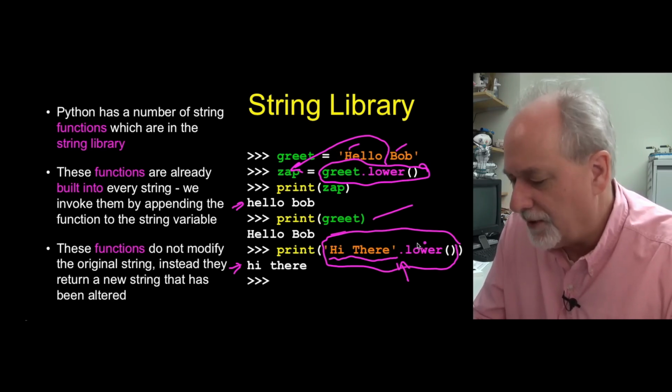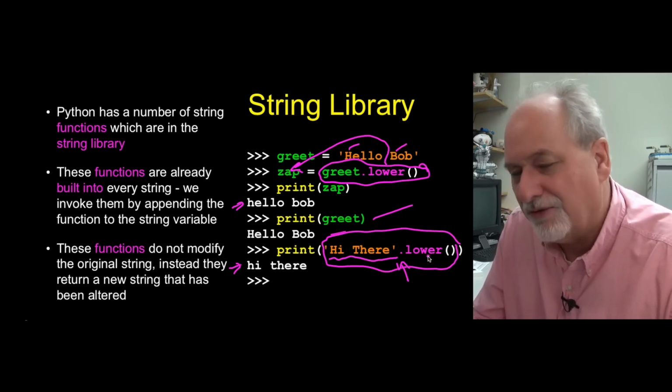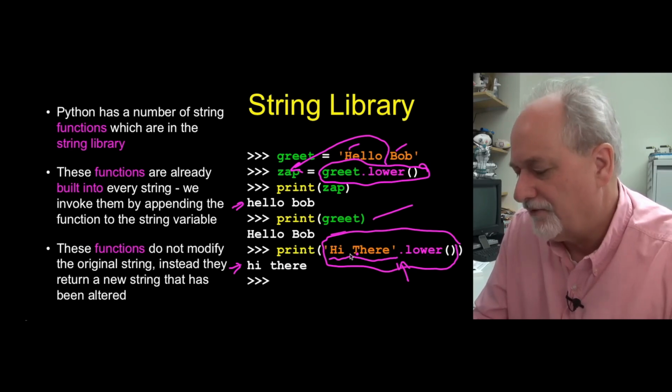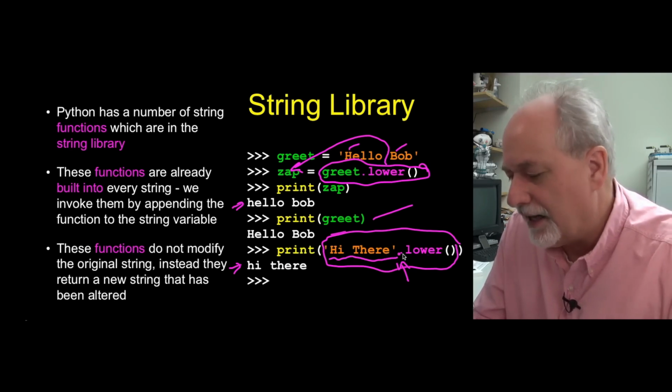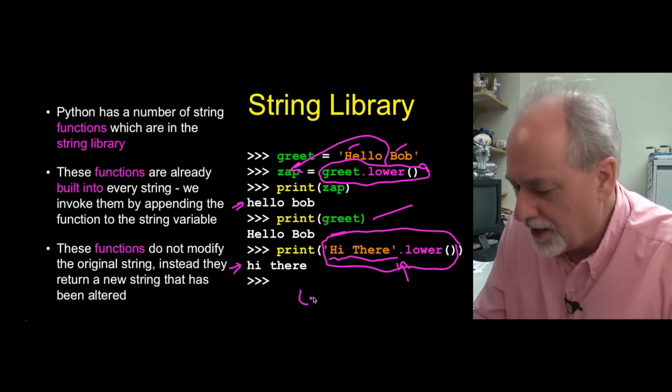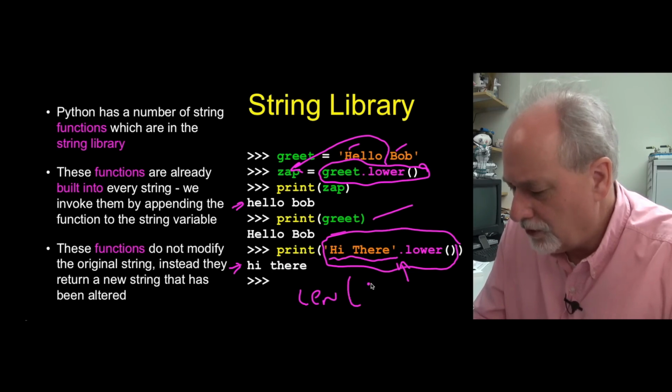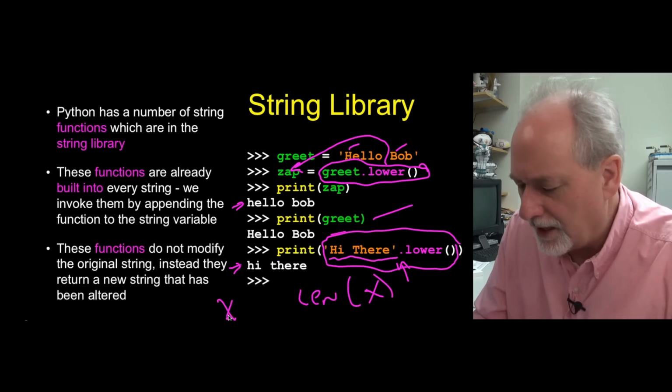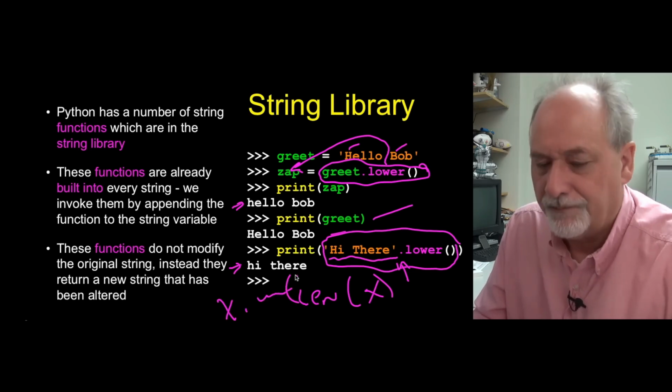This is like a function call. A method call is a special form of a function call. It's a function call where you say the thing dot the function name, rather than the function name with the thing passed in as a parameter. Like len, for example, is non-object oriented. Len of x, that's non-object oriented. Object oriented would be x dot something, parenthesis.